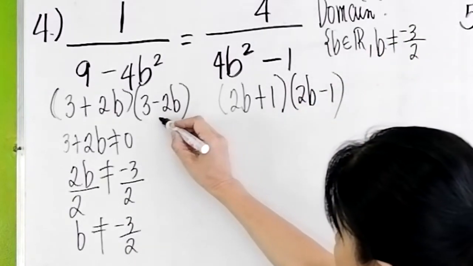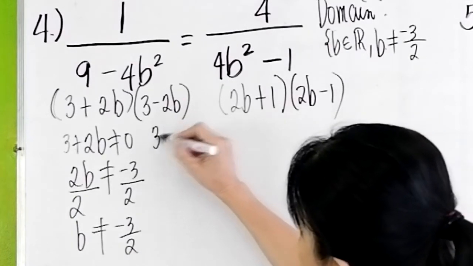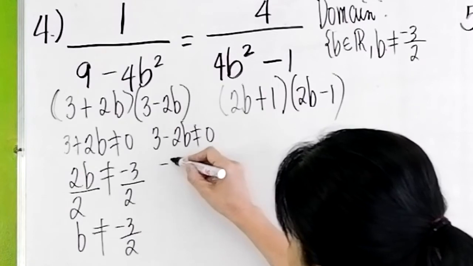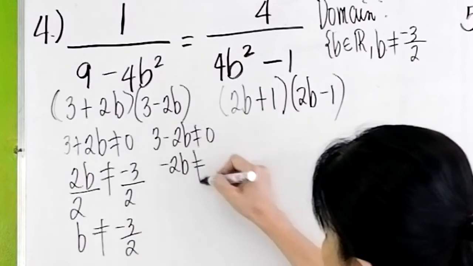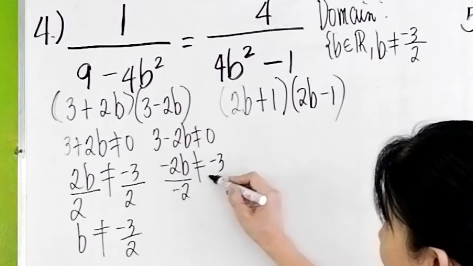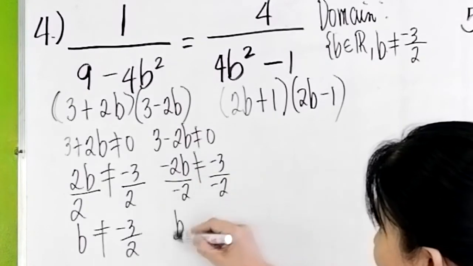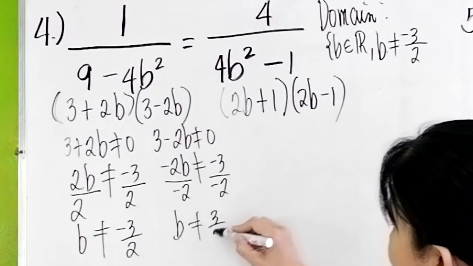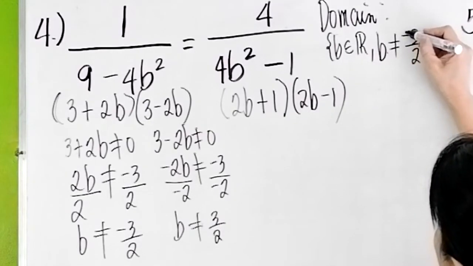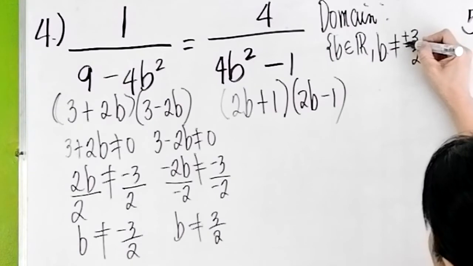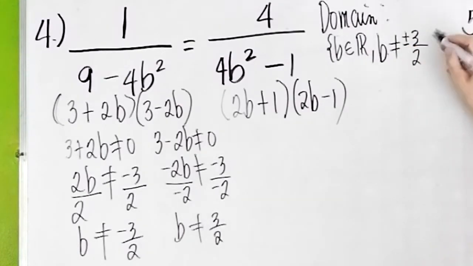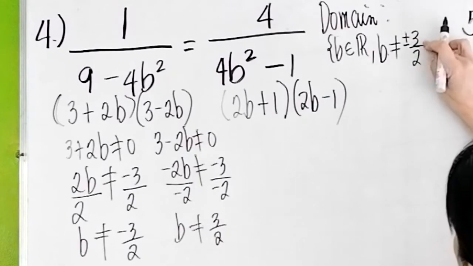So here, it's the same thing. 3 minus 2b cannot be 0. So negative 2b cannot be negative 3. Divide both sides by negative 2. b cannot be positive 3 halves. So we can just write here, b cannot be plus or minus 3 halves. b is not plus or minus 3 halves. What else?